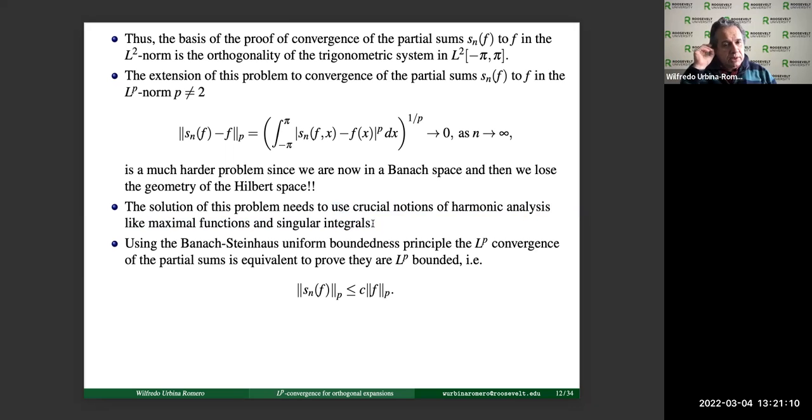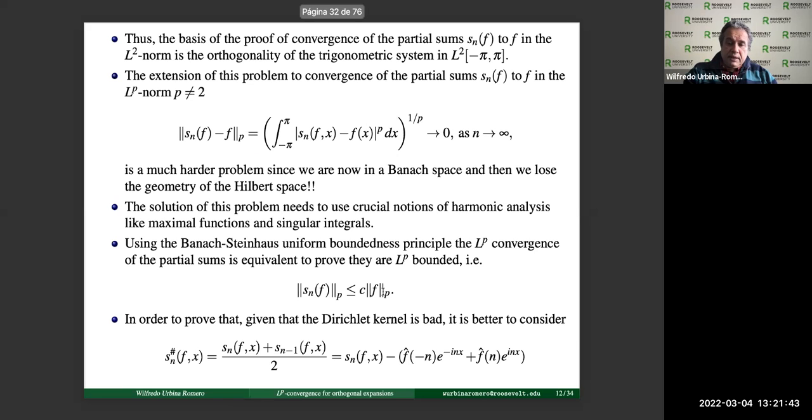Using a well-known theorem in functional analysis, it can be proved that in order to prove that this is tending to 0, it is enough to prove that the partial sums are bounded by a constant times the L^p norm of f, which means that the partial sums are a bounded operator in the L^p space.